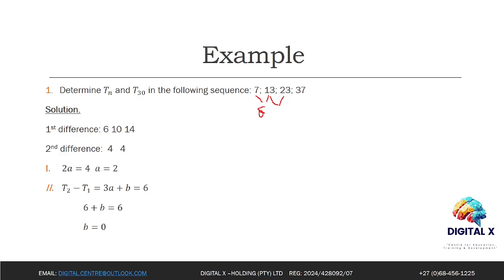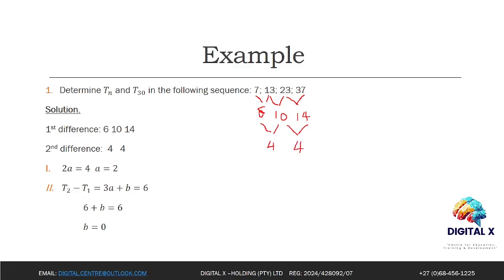So we have 10. When you subtract 13 from 23, what you get here is 10. And when you subtract 23 from 37, what you get is 14. So this becomes our first difference, and obviously our second difference here will be 4. The same goes for that. When you subtract 10 from 14, what you get is 4.